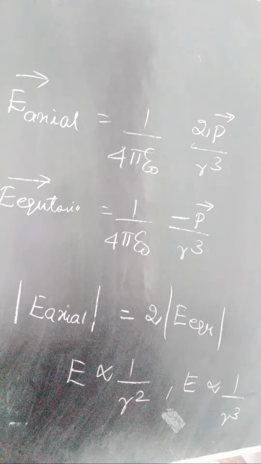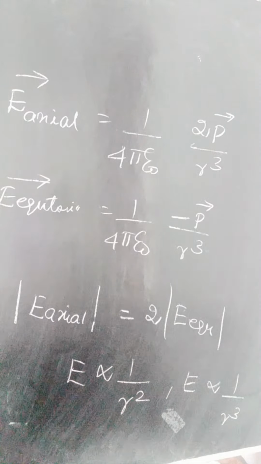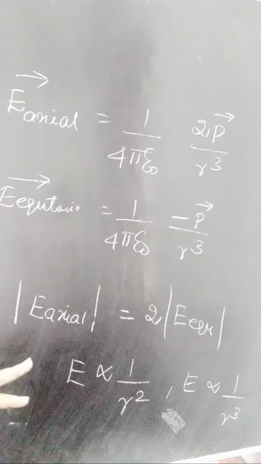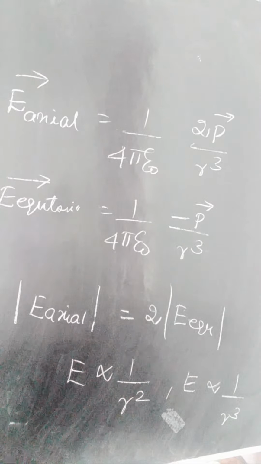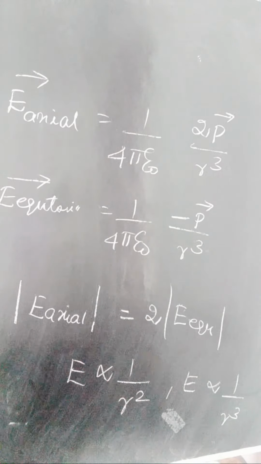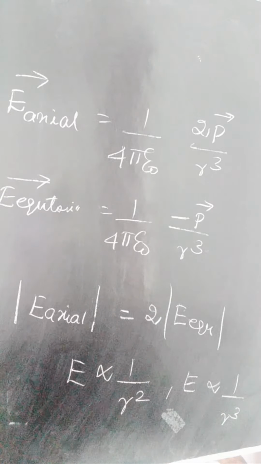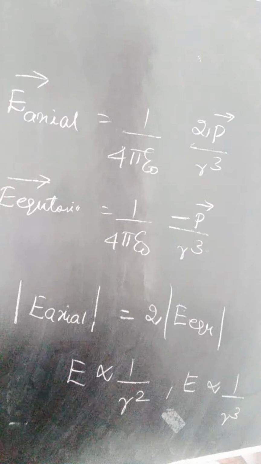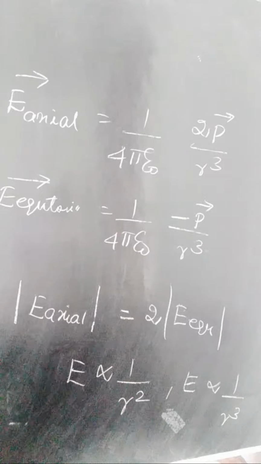So which electric field will reach 0 very soon? R square, yes, good. Because there r cube is there, so it will reach 0 very soon. These are all the points we have to remember whenever you go for conceptual questions as well as numericals.